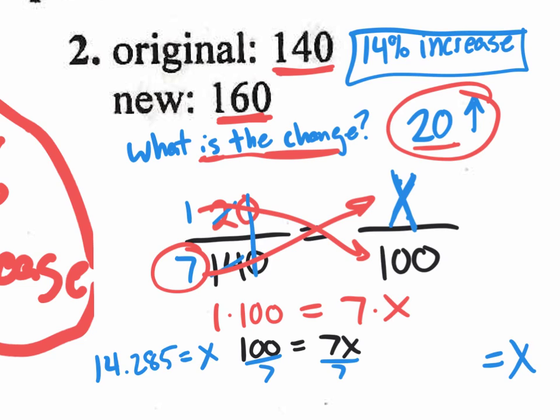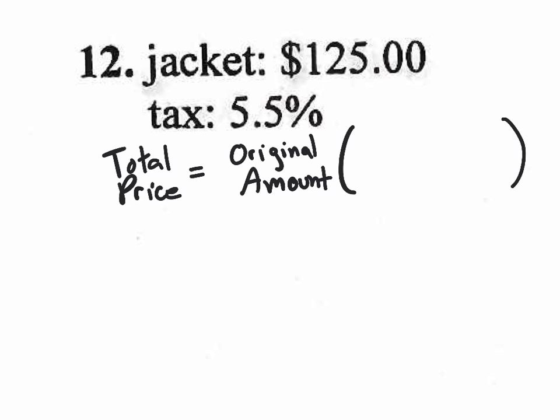I hope that helps. So number 12, we're talking about a jacket that costs $125, and we want to calculate the out-the-door price, including the taxes of 5.5%. Let's jump to our notes. The notes say that the total price is equal to the original amount multiplied by 1, and if it's an increase it's going to be a plus, if it's a decrease it's going to be a minus, and this is an increase because it's taxes.